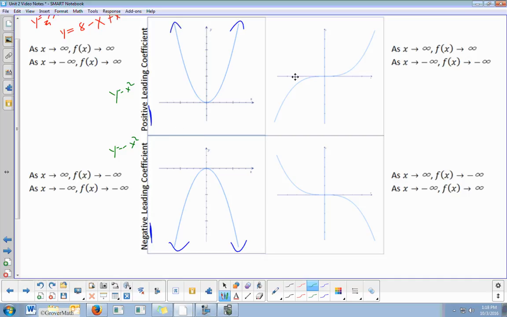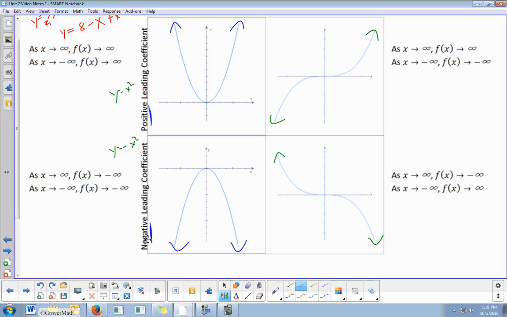Now for the odds, we said the arrows are pointing in opposite directions. And that's true whether it's an even, a positive, or negative lead coefficient. Really what happens when you have a negative lead coefficient is you just reflect the graph over the x-axis. That's how you get these.